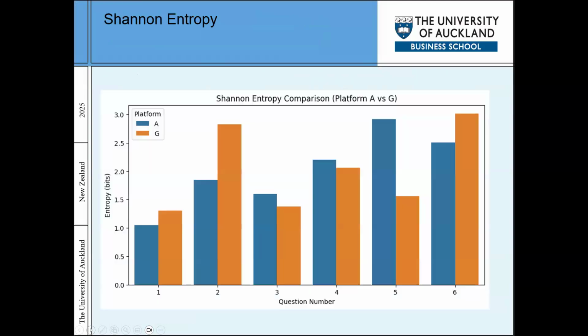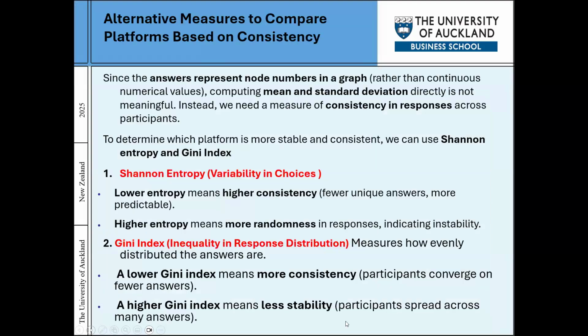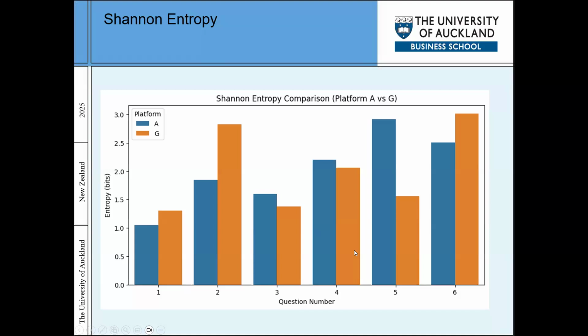And we ran this analysis, and here are the results for entropy. Again, mixed results, like we got with our analysis of quality of answers. The lower the better, right? The lower the better for both entropy and Gini index, because lower entropy means higher consistency and lower Gini index means more consistency again. So the lower the value, the better.